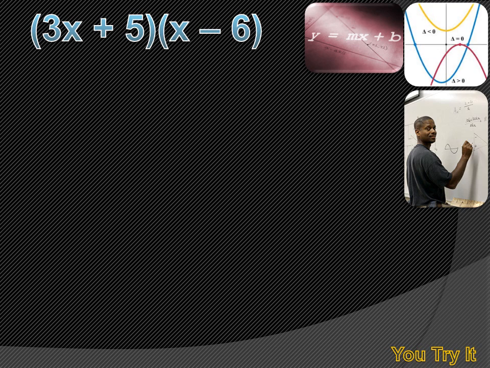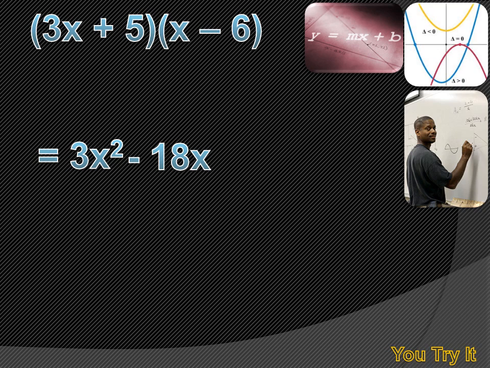All right, I got to multiply these two binomials times each other. And I think I'll remember FOIL. I'm going to multiply the first term of each of the two binomials times each other. 3x times x equals 3x squared. FOIL, O, outside. All right, I'm going to take the two outside terms, 3x and minus 6. 3x times minus 6 is minus 18x.